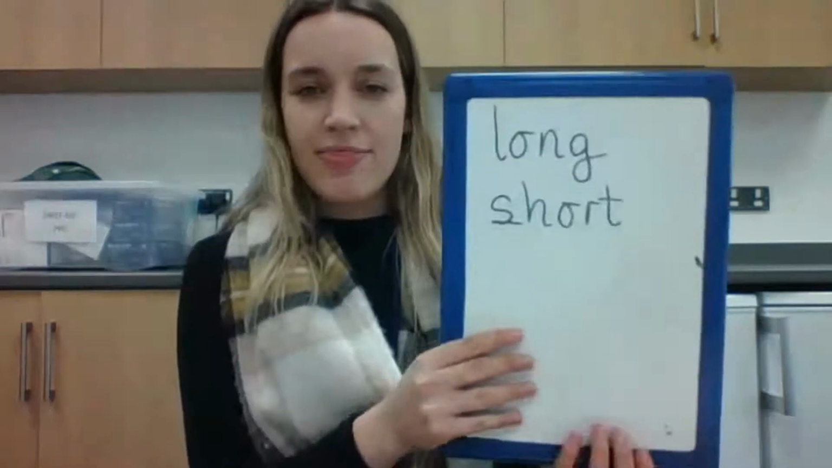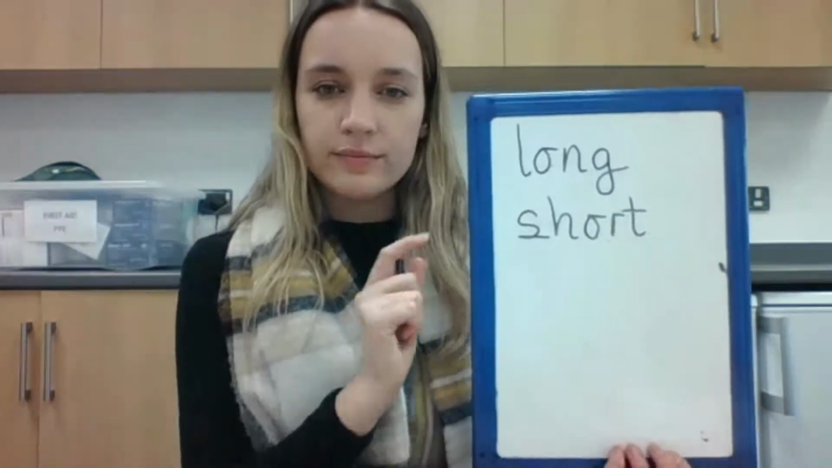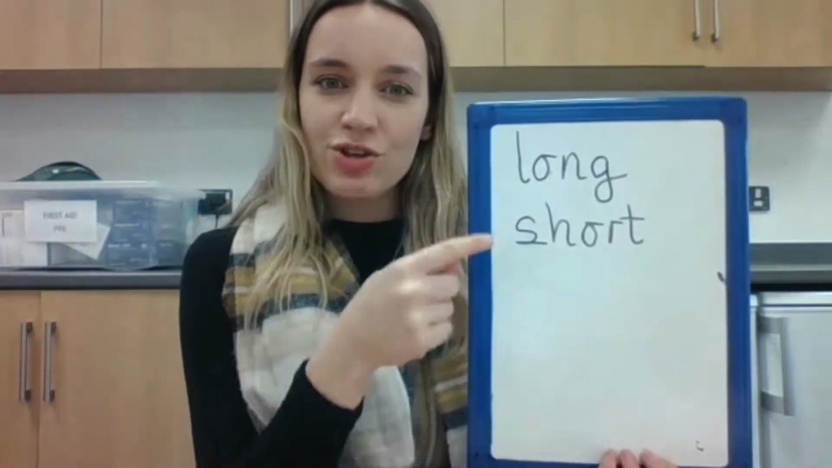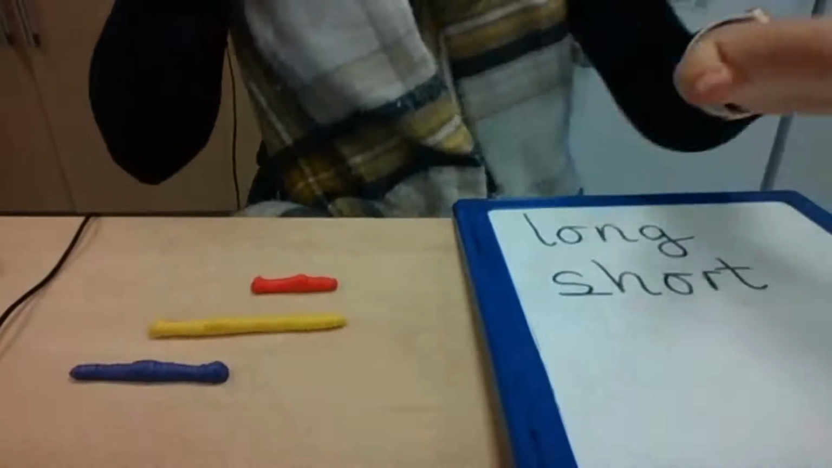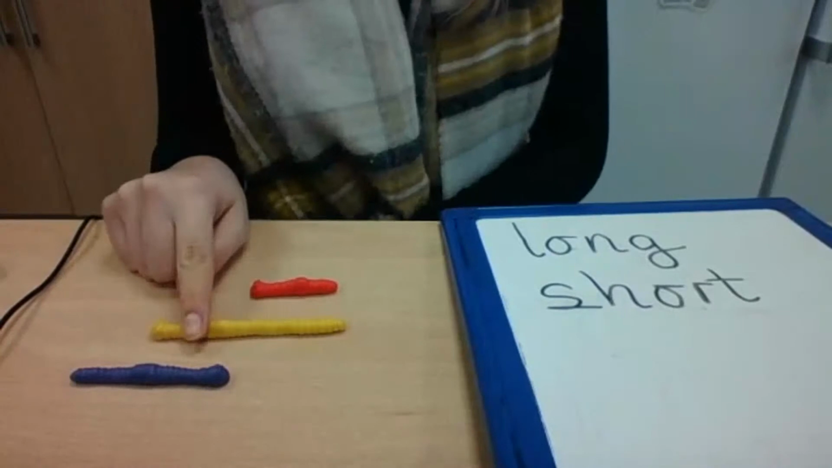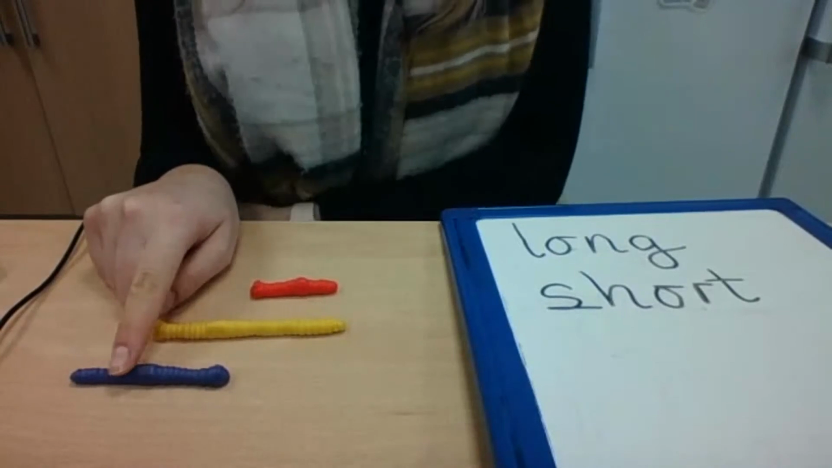Now yesterday you started to look at length and how long something is. Now today I thought we'd practice together. There's two words you need to remember, and they are the word long and short. They're the two words we're going to use to describe how long something is. Now in front of me I have got some worms, so let's pull you down so that you can see them too. We've got a red worm, a yellow worm and a purple worm.